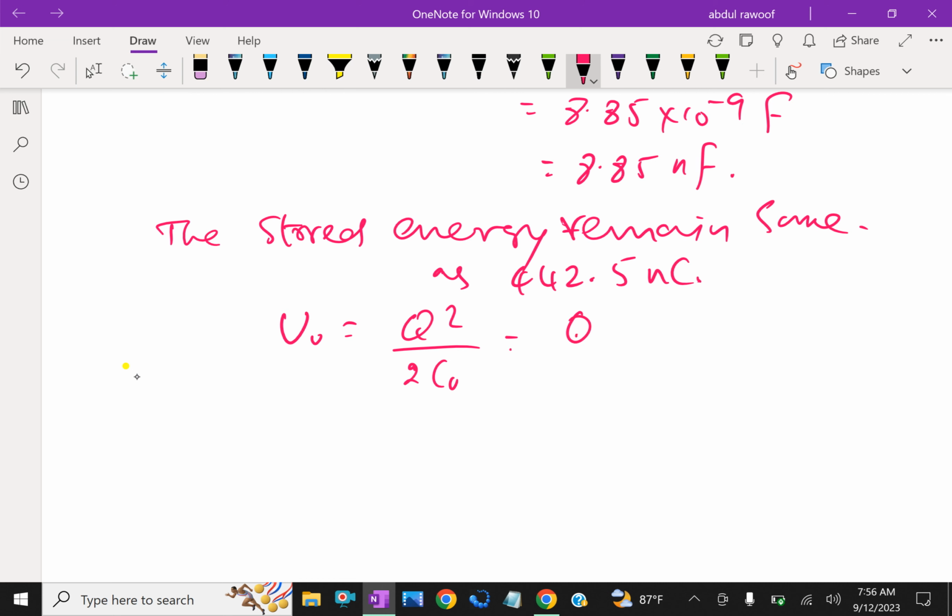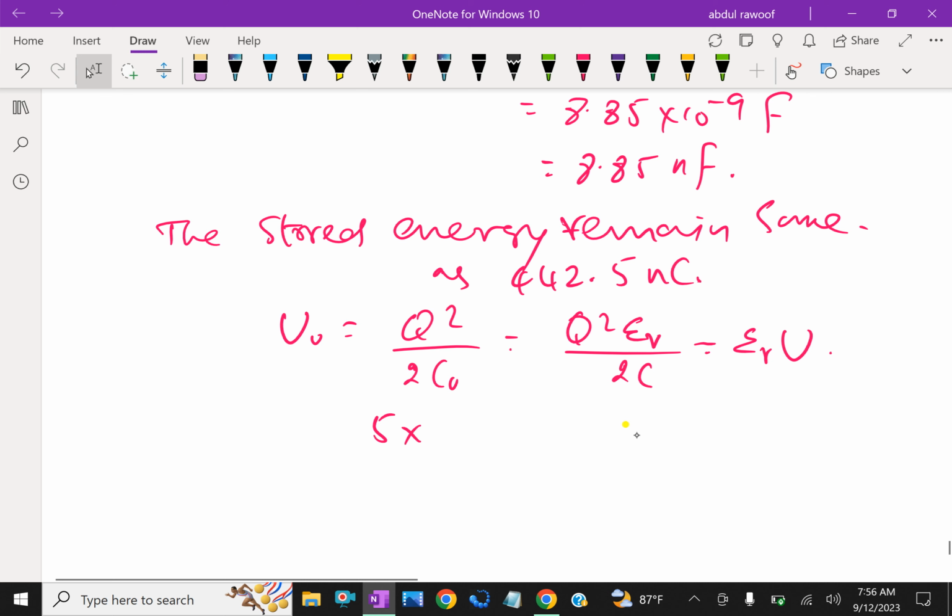which is equal to Q squared epsilon r over 2C, which is equal to epsilon r times U. That is U0 is epsilon r times U, which is equal to 5 into 2.21 microjoules, already calculated. This is equal to 11.05 microjoules.